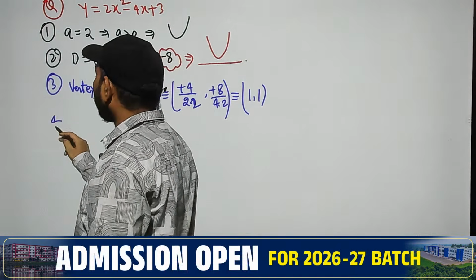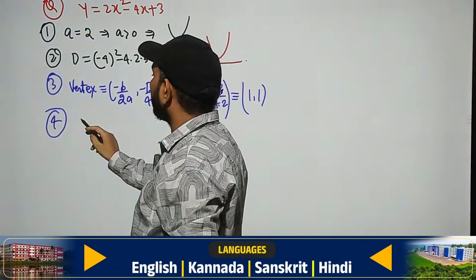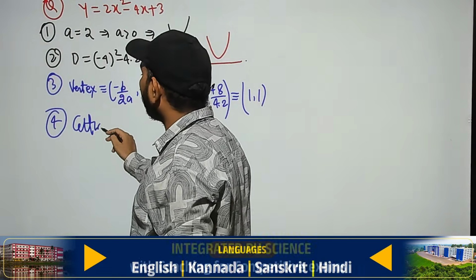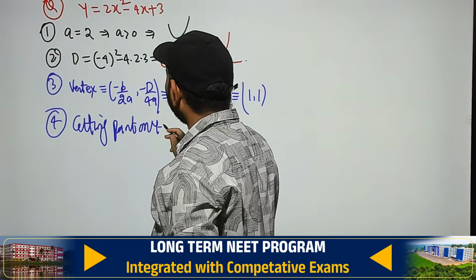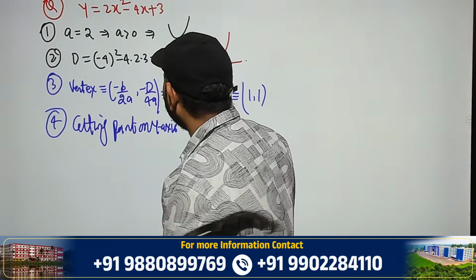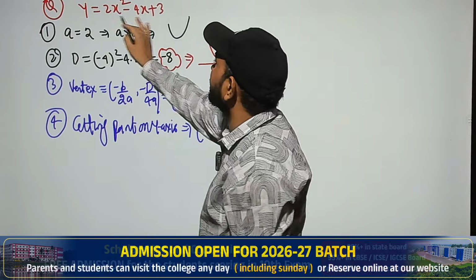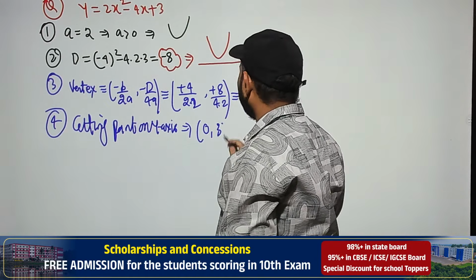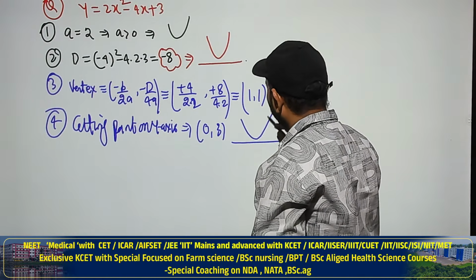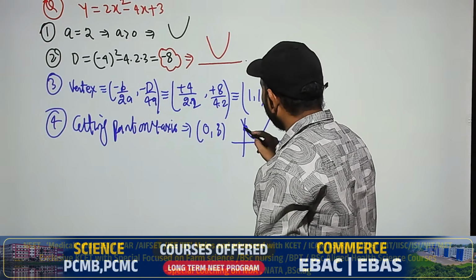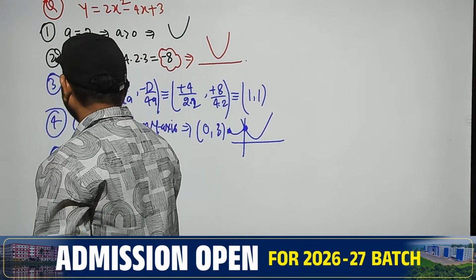Now one person is asking about the cutting point on the y-axis. See, the cutting point on the y-axis means x is 0. Put x equal to 0 in this equation, y is what? 3. So 0 comma 3. The graph is like this, no touch, no cut, but this point is 0 comma 3.